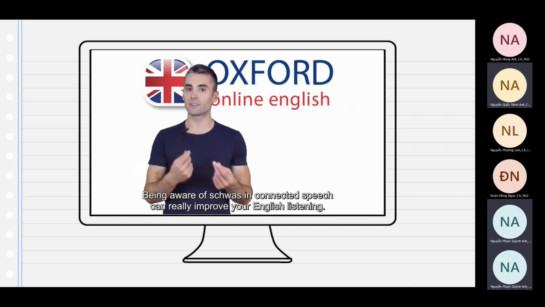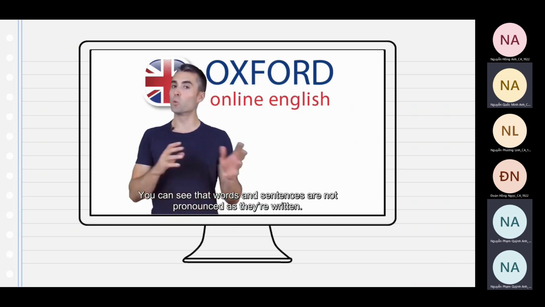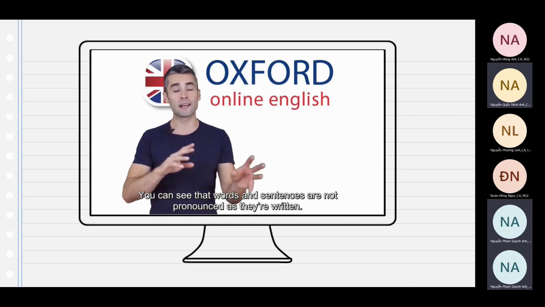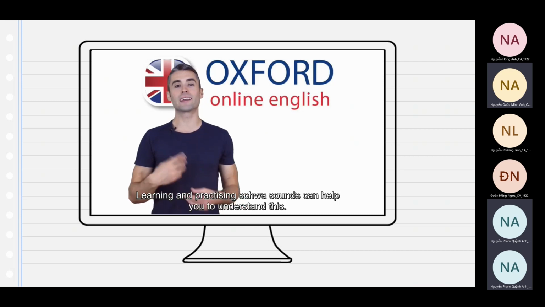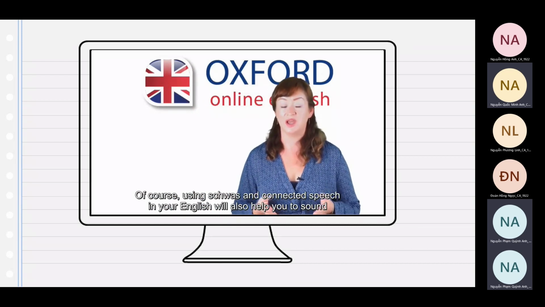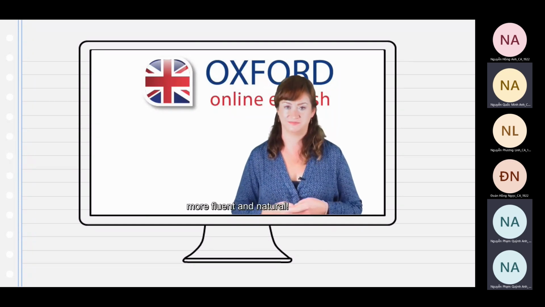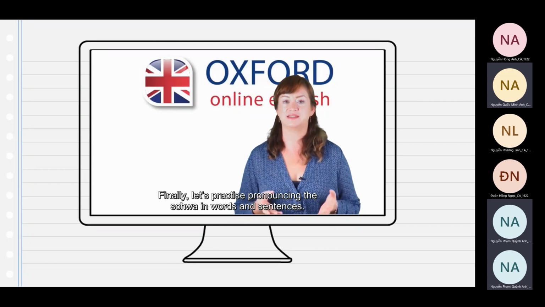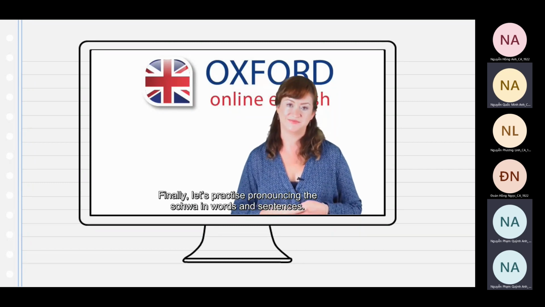Being aware of schwas in connected speech can really improve your English listening. You can see that words and sentences are not pronounced as they're written. Learning and practicing schwa sounds can help you to understand this. Of course, using schwas and connected speech in your English will also help you to sound more fluent and natural. Finally, let's practice pronouncing the schwa in words and sentences.